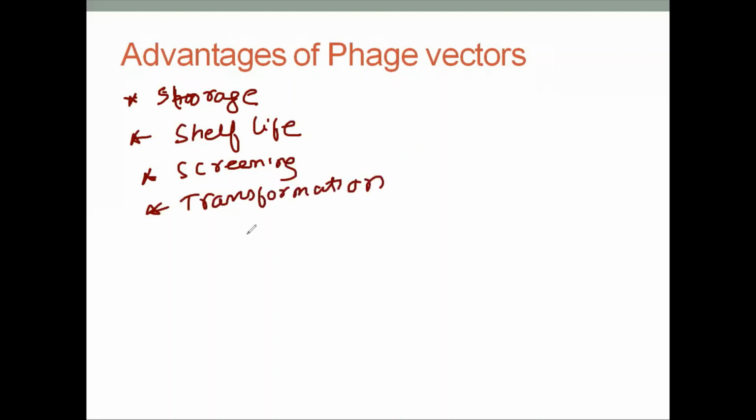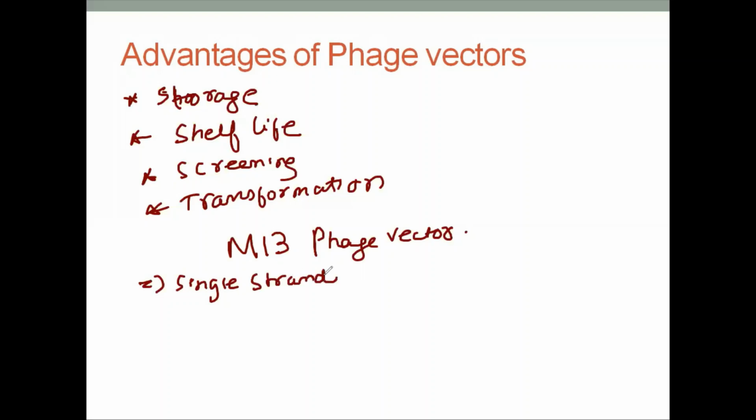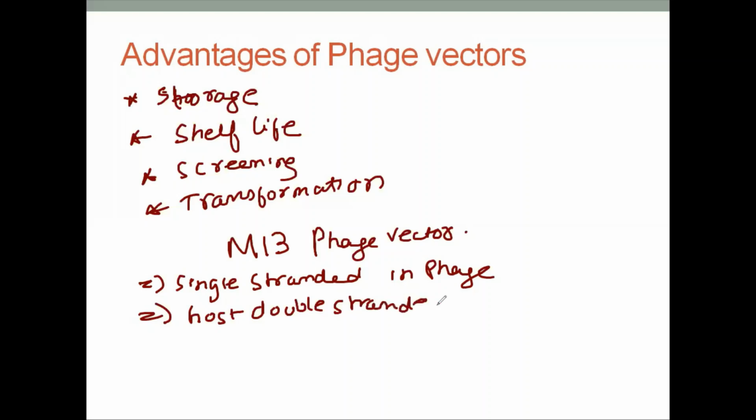Now, a different type of phage which we use here is the M13 phage vector. So what does this M13 phage vector do? It is single stranded in the phage. But when it enters the host cell, it becomes double stranded. Different types of vectors are M13mp8, M13mp9, M13mp1.